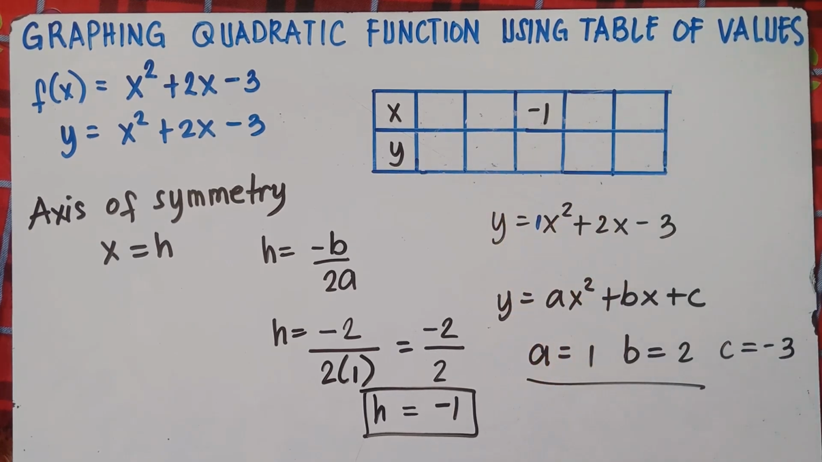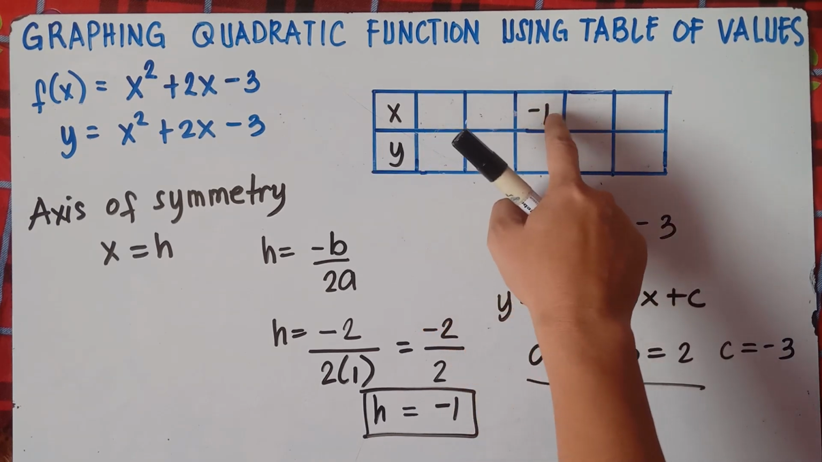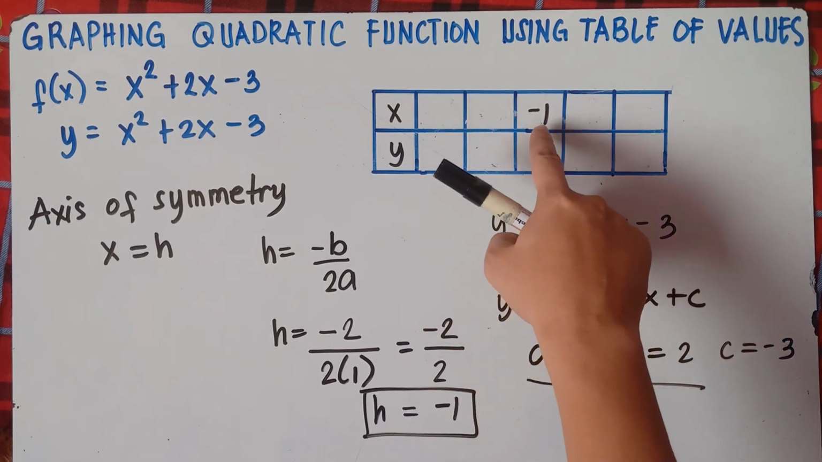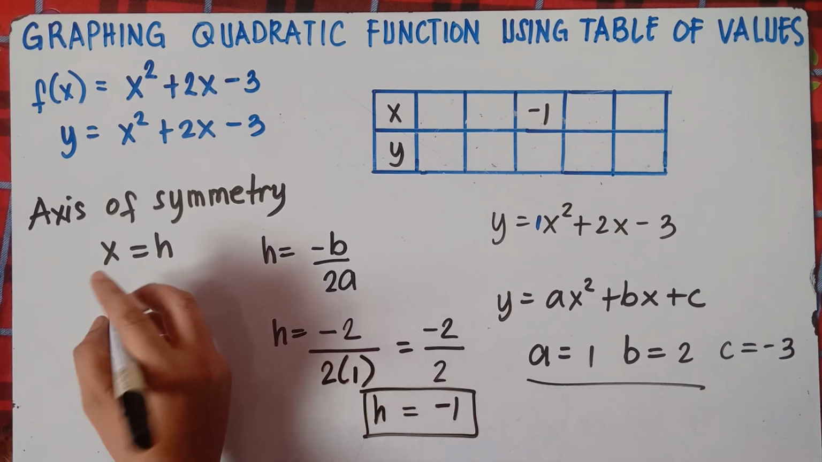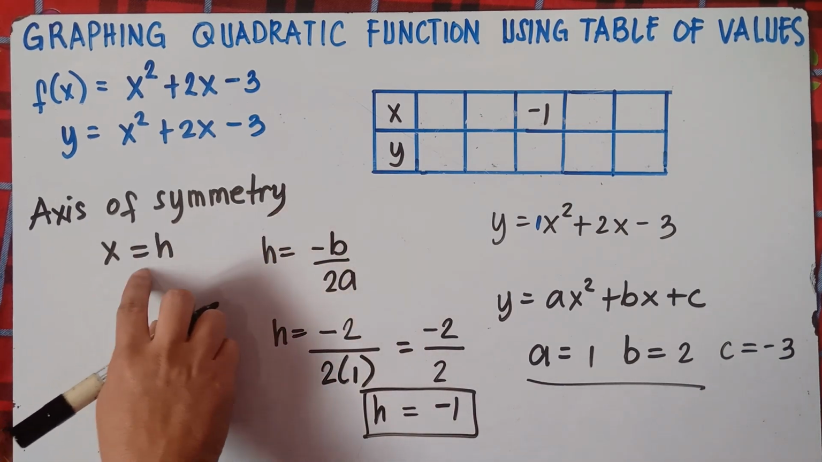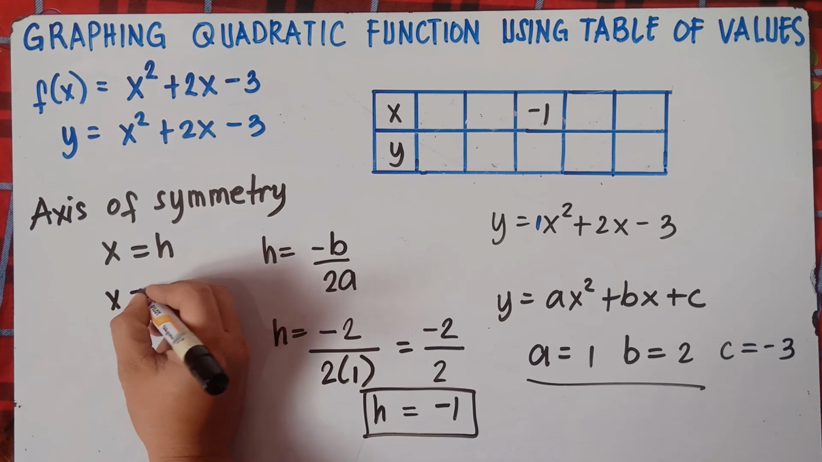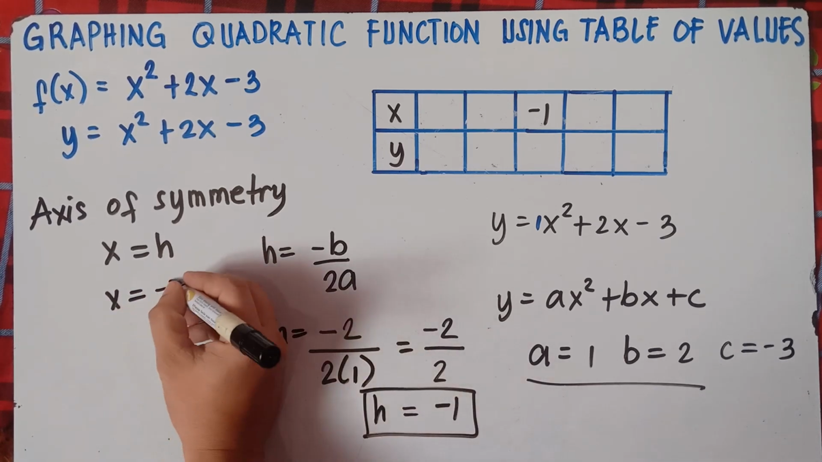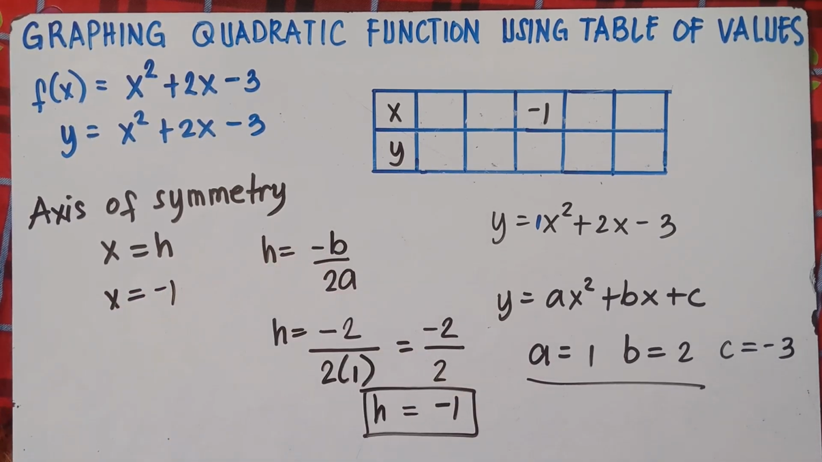In the middle part of these 5 columns, the center is negative 1 for x. Once again, the axis of symmetry says x is equal to h. So our x is equal to our h, negative 1. Alright, so you need to find the center.